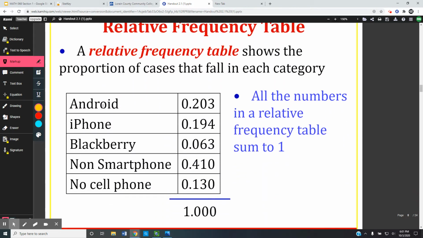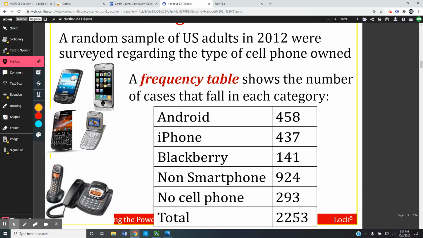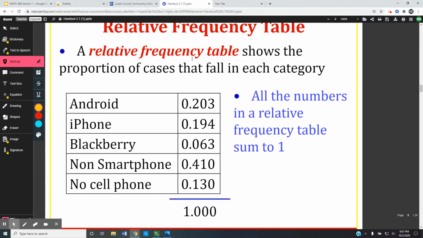In a relative frequency table, all the data comes from the original table that you saw. So this original frequency table is now referred to as a relative frequency table when we calculate all of those p-hat values and put the decimals in place. You can see that 0.130 was inserted for no cell phone. In order to calculate the non-smartphone, we take the relative frequency of that value.